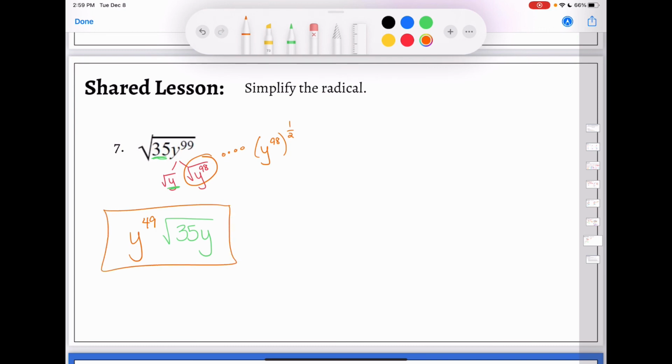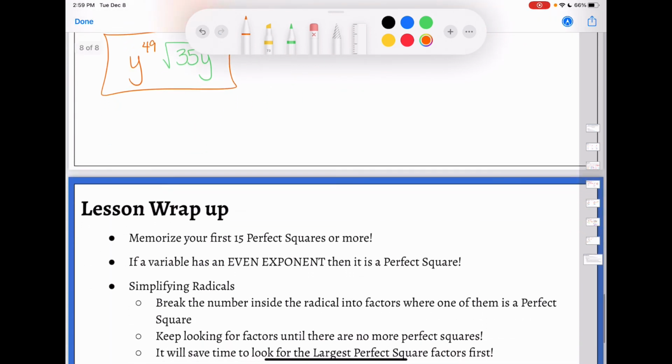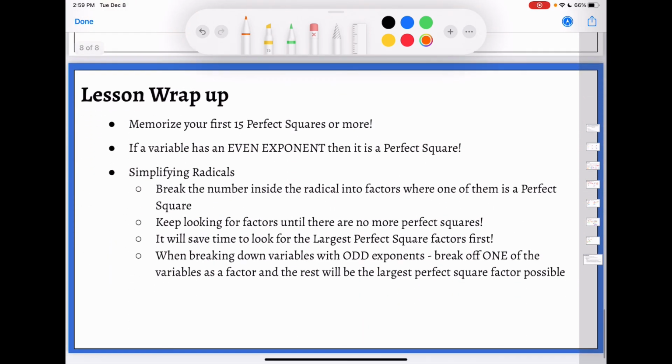All right, hopefully you have an idea. We will be practicing simplifying radicals every single day of every single lesson in Unit 5, so you'll get better and better at it the more you do it. But notice that knowing those perfect squares really helps, so make sure you memorize those first 15. If you have a variable that has an even exponent, that's a perfect square.